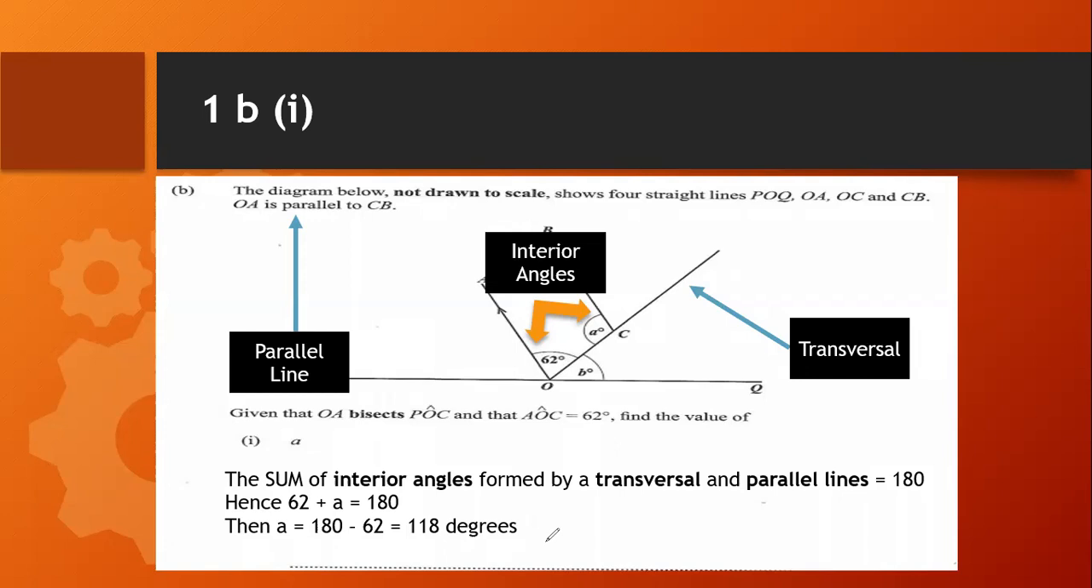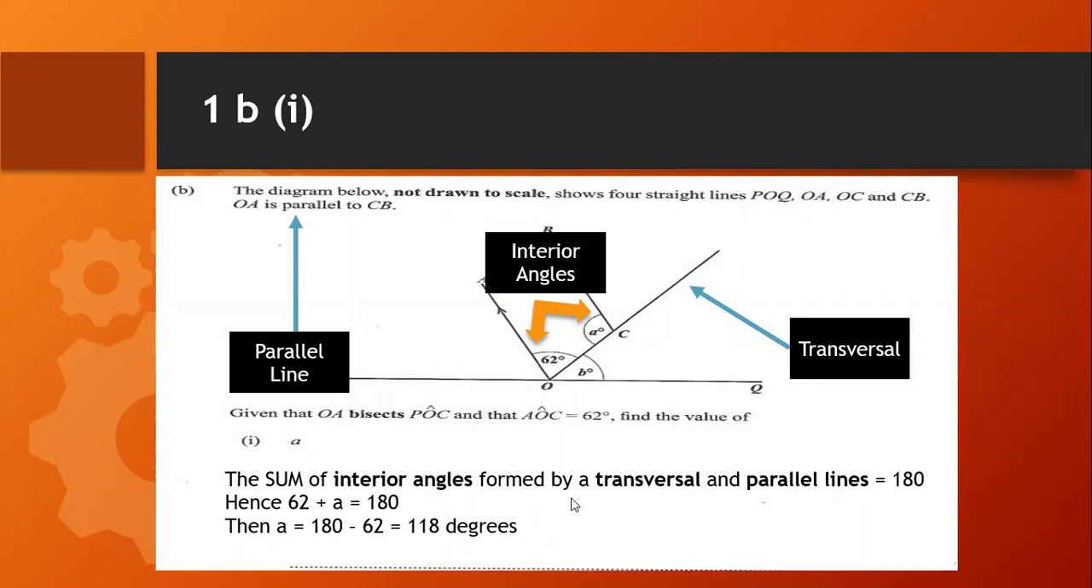So spend some time, you can go through the syllabus and look at some of the mathematical words and what they mean. It will be worth your while. All right, so that's that for the A. A is 180 minus 62, which is 180 degrees. Any questions here?